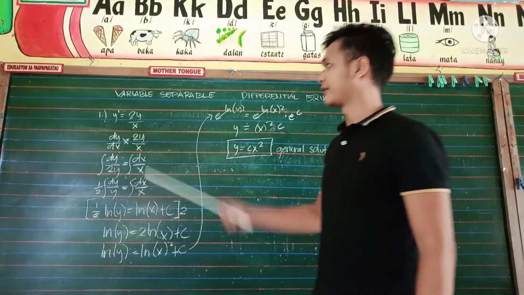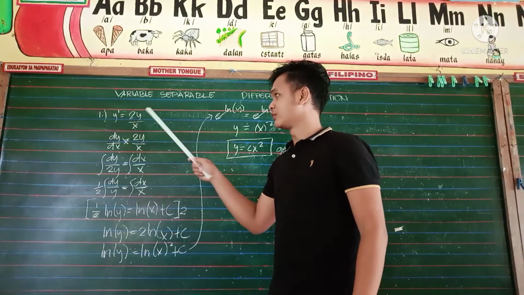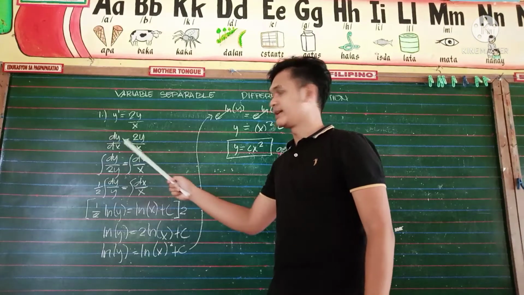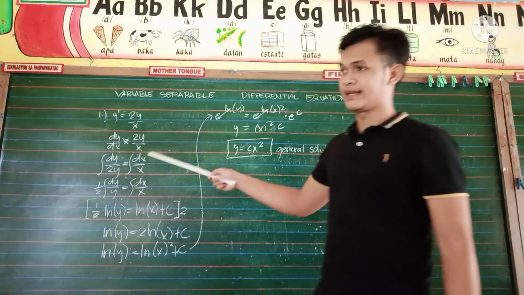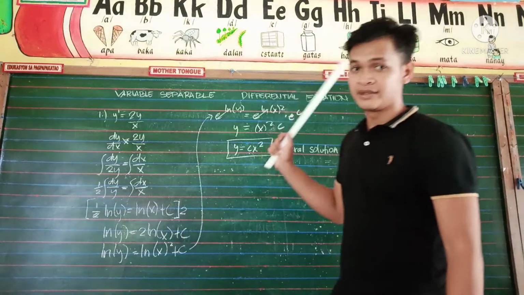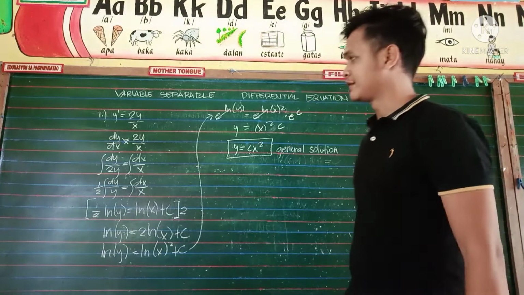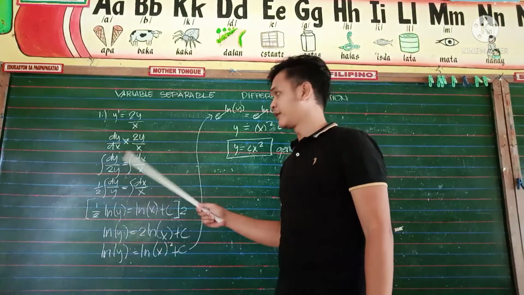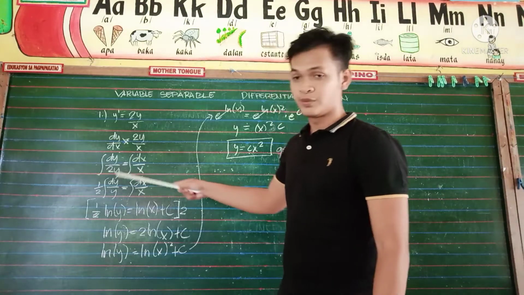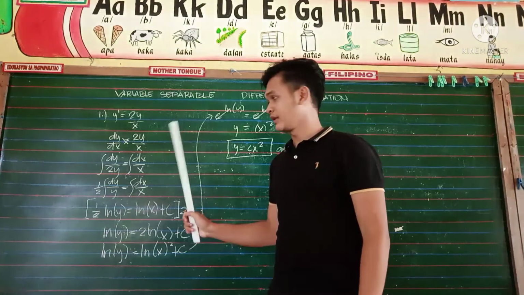Our first example for the variable separable differential equation is y prime is equal to 2y over x. Y prime can be written as dy over dx is equal to 2y over x. The variable separable rule says that all terms of x can be grouped with dx and all terms of y will be grouped with dy. So in order to group them, we need to cross multiply. Dy over 2y is equal to dx over x. So we already have grouped them.